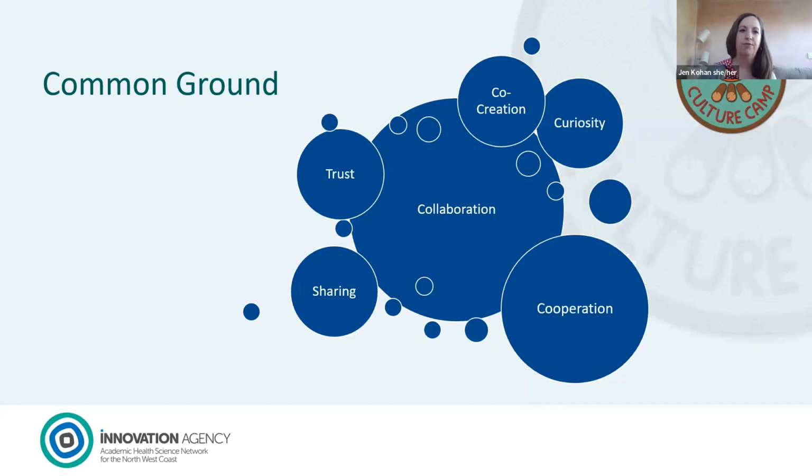So I'm just going to talk for a few minutes about what we know about cross-sector collaboration, as opposed to regular collaboration that we talk about in our systems. I'd like to start with some common ground around shared language.